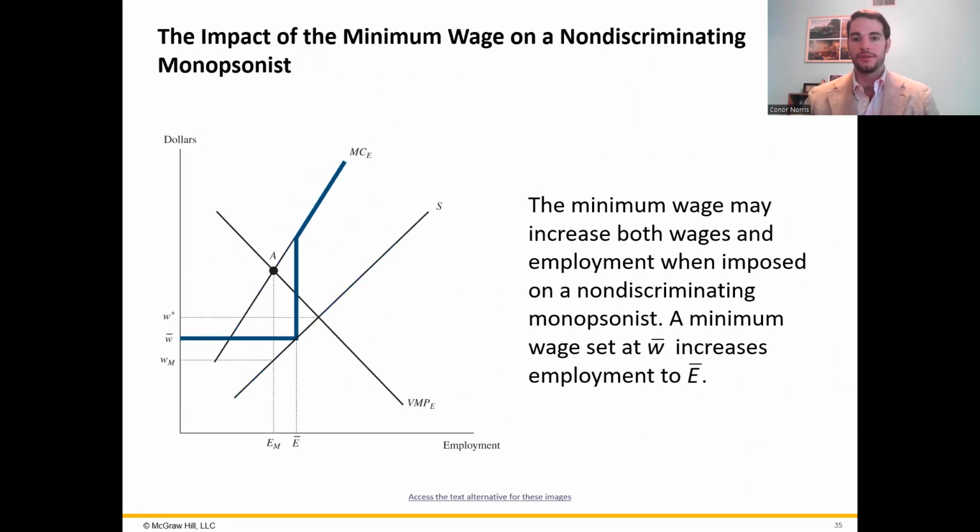So our chapter ends with exploring the impact of minimum wage for non-discriminating monopsonists. This is interesting, and I do think it's worth reading, but I don't want to go into this too much because we'd have to wade into the entire minimum wage debate. We have to talk about what it's like in a perfectly competitive market, and then how it can work for a non-discriminating monopsonist. The textbook shows two examples where they find basically the opposite things. That's a little bit beyond what I want to get into in this class.